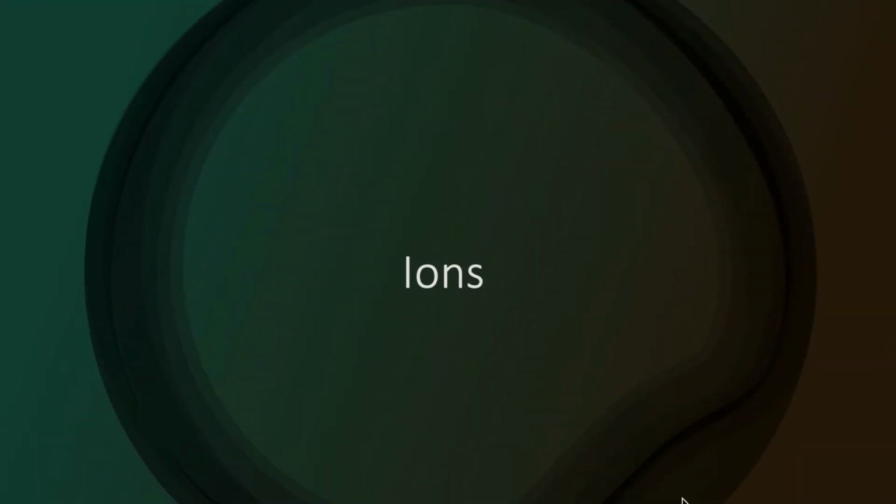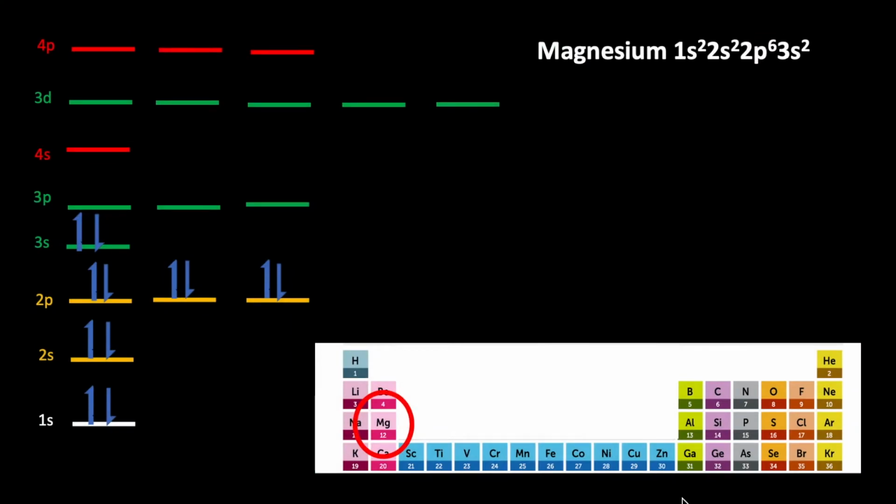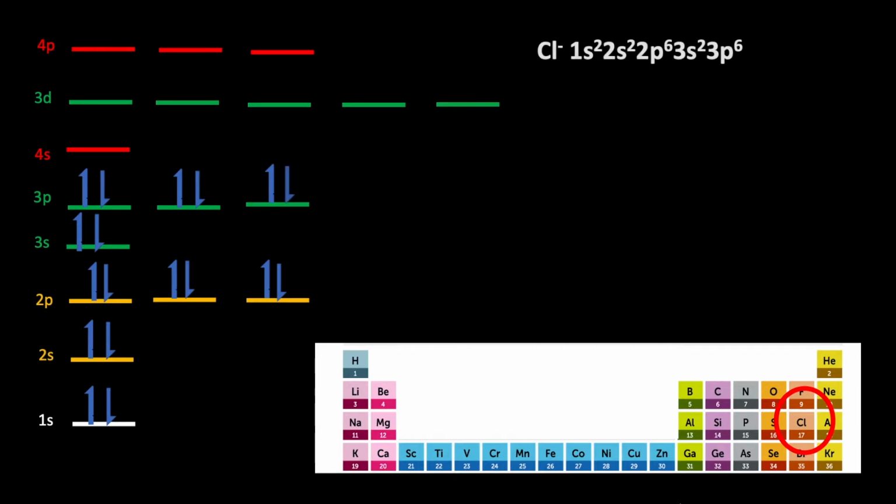So now let's look at how we form ions. Let's go back to magnesium. We're now going to form the Mg2+ ion. So we're going to lose 2 electrons, and we know they're going to go from that 3s subshell, so that we will end up with neon's electronic configuration. Let's move on now to chlorine. We're going to form the chloride ion there. So we're going to gain 1 electron to give us 3p6.